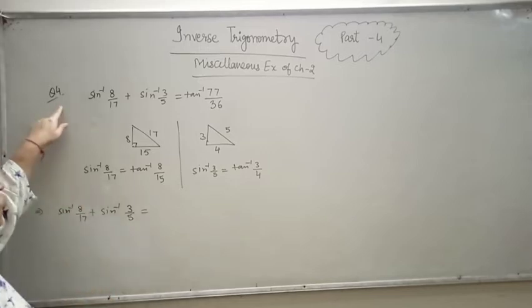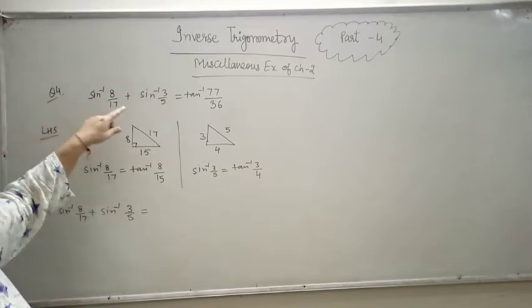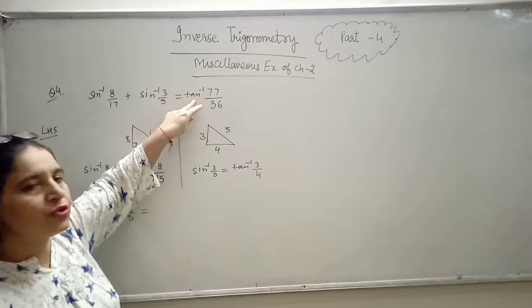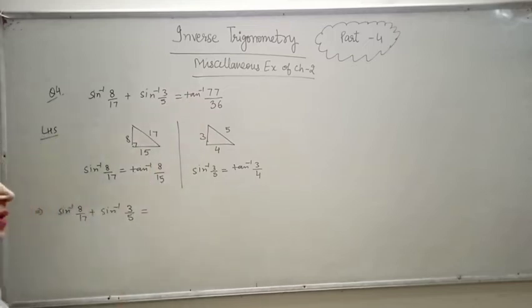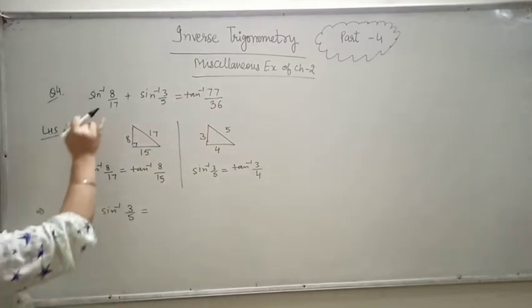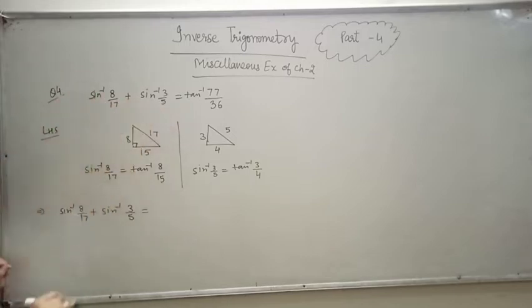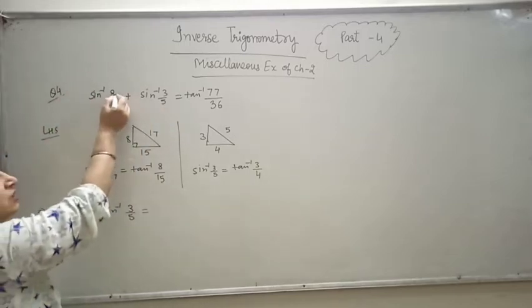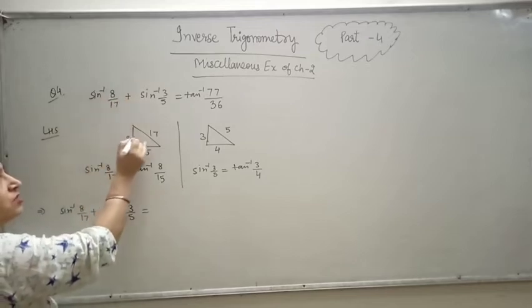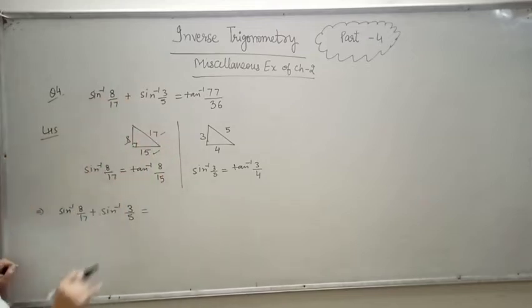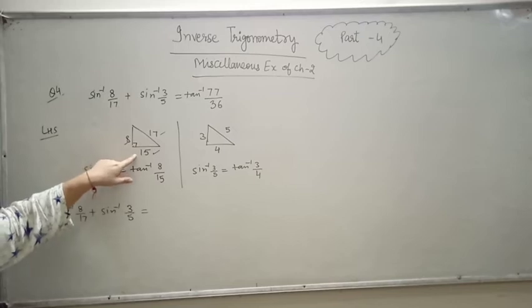In question number 4, we have been given sine inverse 8 by 17 plus sine inverse 3 by 5. We have to show that that is equal to tan inverse 77 by 36. So in this I am going to convert this sine inverse into tan inverse and this also into tan inverse. So first of all, I have taken this. This is perpendicular upon hypotenuse, 8 upon 17. By using the Pythagoras theorem, I have calculated this is 15.